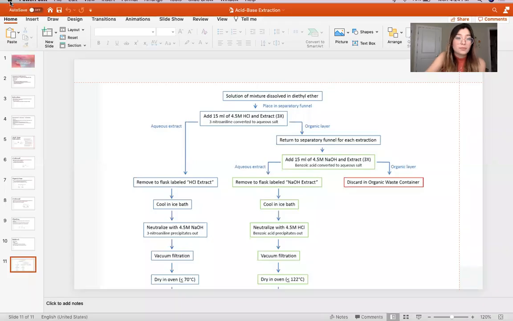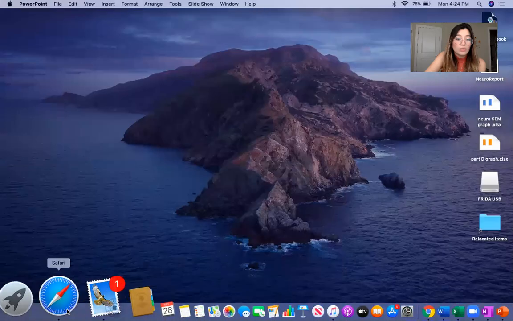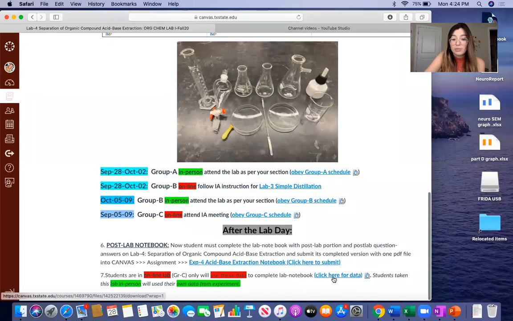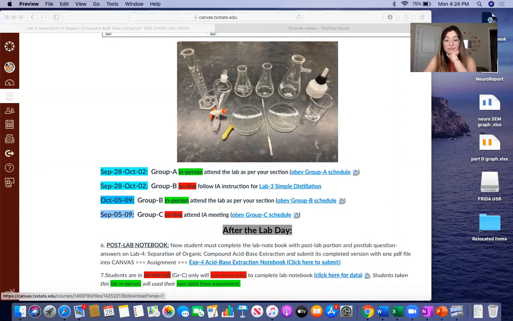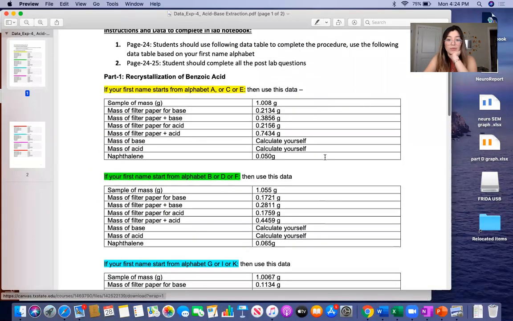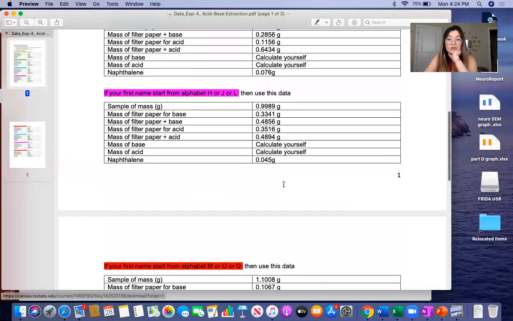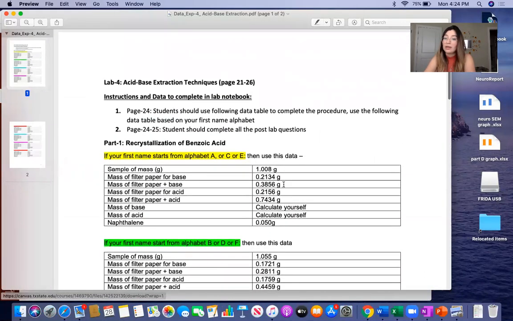And let me see. Let me go to group C. This is going to be your data. Like I said, you need to find percent recovery. And right here, your data is included. So you just make sure you calculate for your percent recovery and you should be fine.